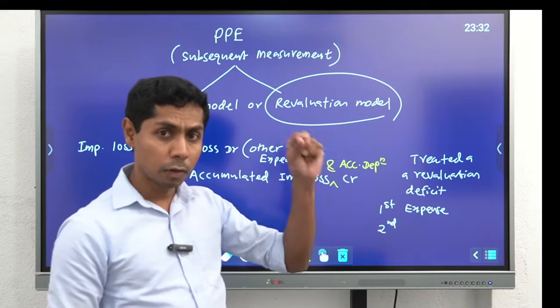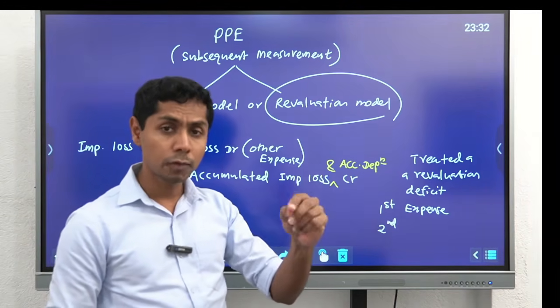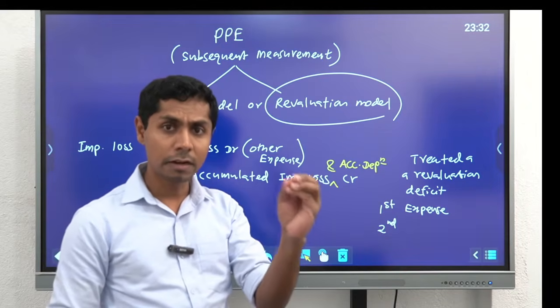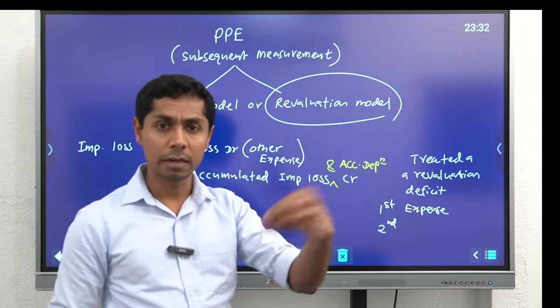So impairment loss should be treated as, or should be used to reverse, the previously recognized revaluation surplus in the place where it was originally recognized.